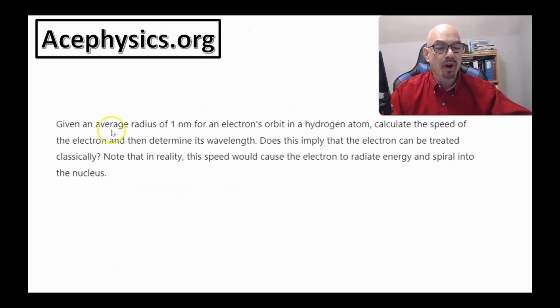All right, and here's the final problem. Given an average radius of 1 nanometer for an electron's orbit in a hydrogen atom, calculate the speed of the electron and determine its wavelength. Does this imply the electron can be treated classically? And then also note that in reality, the speed would cause the electron to radiate energy and spiral into the nucleus. I hope you're aware that a hydrogen atom is a proton and an electron, so it would kind of look just like the Earth and the moon, except not at all.